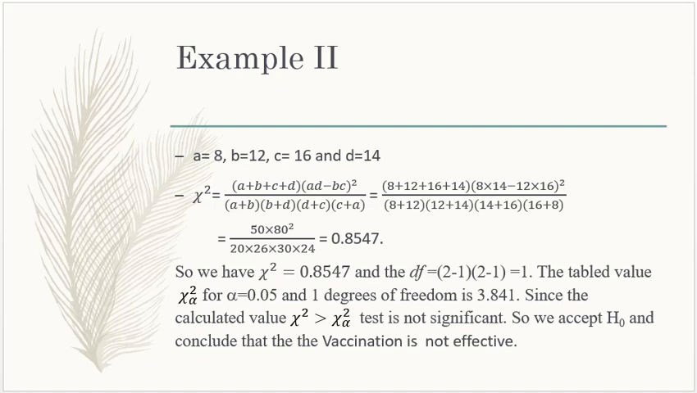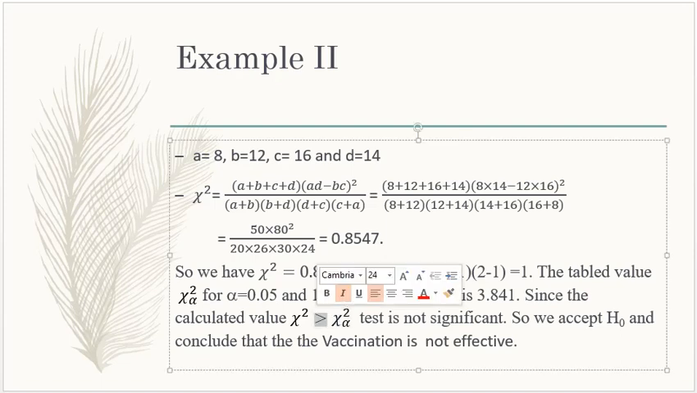So what we got is 0.857, and chi square. So it's a 2 by 2 table. So the degrees of freedom is 2 minus 1 into 2 minus 1, so 1. And from the table you get it to be 3.84. So the calculated value is less than the table value. Since the calculated chi squared is less than chi squared alpha, the test is not significant. So we accept H naught and conclude that vaccination is not effective. Okay.